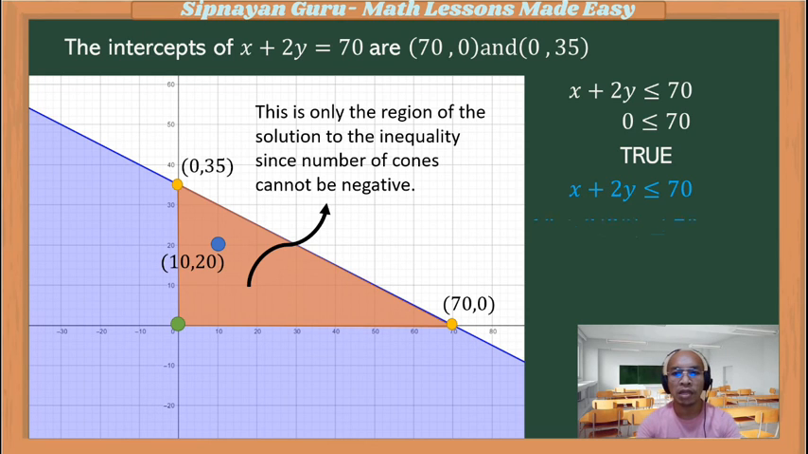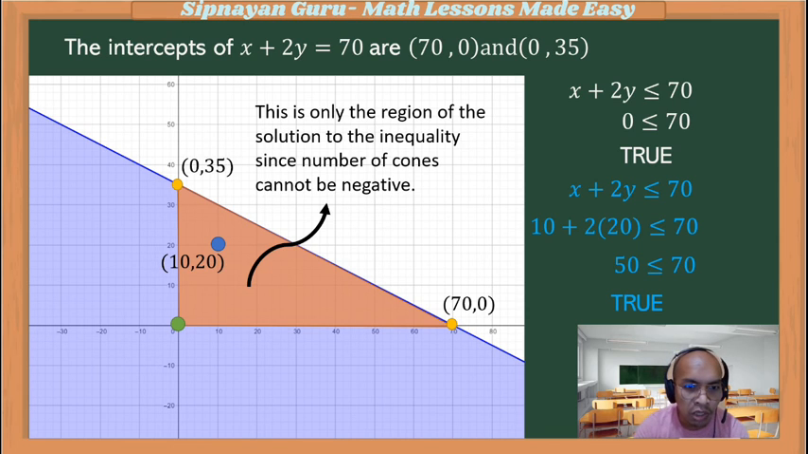Let's plug it into the given inequality. So this would be 10 plus 2 times the value of y, 20, less than or equal to 70. So this is 40. 10 plus 40 is 50, less than or equal to 70. So the statement is true. So in other words, the possible combinations, x and y, can be found in this shaded region.